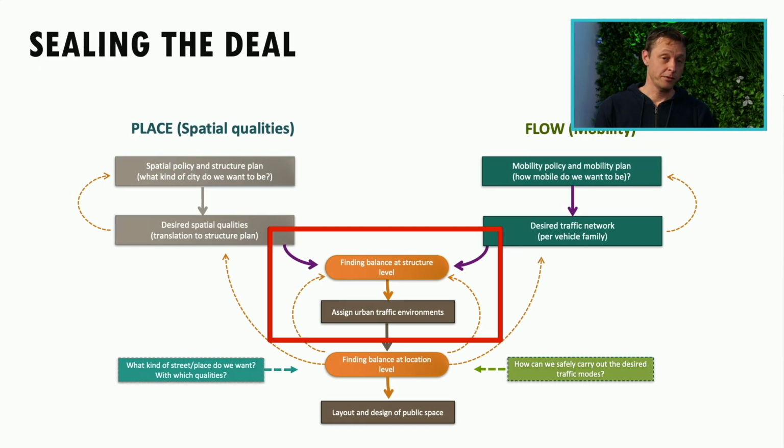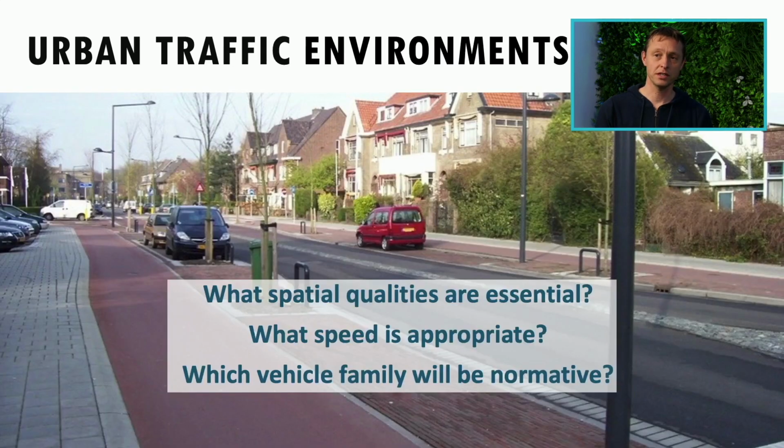So now today, the first part is about sealing the deal between place and flow on the structural and network level. And as I said, we're going to do that with urban traffic environments. So what is an urban traffic environment? Basically it's an area or a street, but it can be an area consisting of a lot of streets in which, well, a certain set of qualities about both place and flow do apply. And attached to it, there's also a kind of maximum speed that fits those qualities.